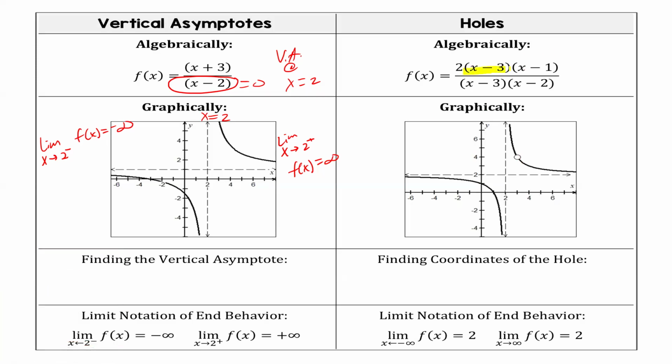x minus 3. I can eliminate x minus 3 from the numerator and from the denominator. So that means that it's going to produce a hole. Okay, so a hole is produced at x equals 3. Does that make sense? Okay, to find the value of the hole, you're going to use the simplified form. So after I eliminate, I'm left with 2 times x minus 1 over x minus 2.